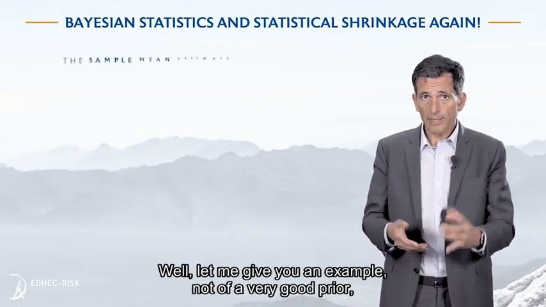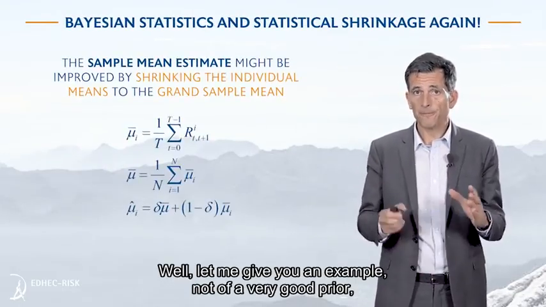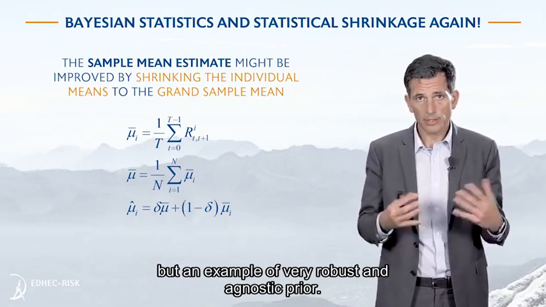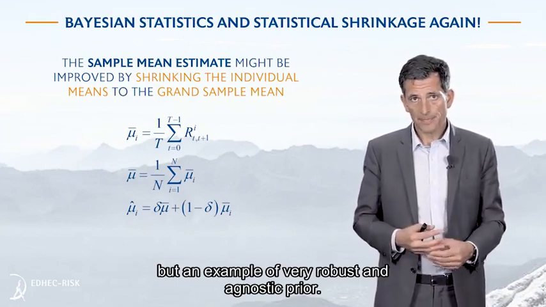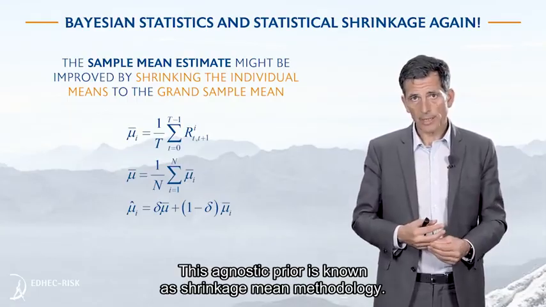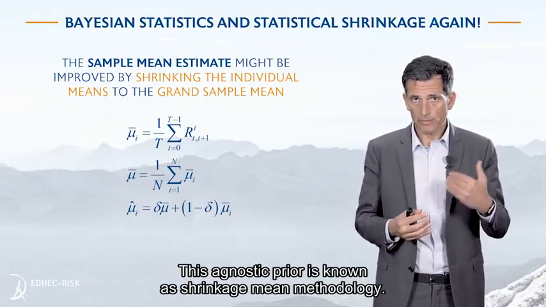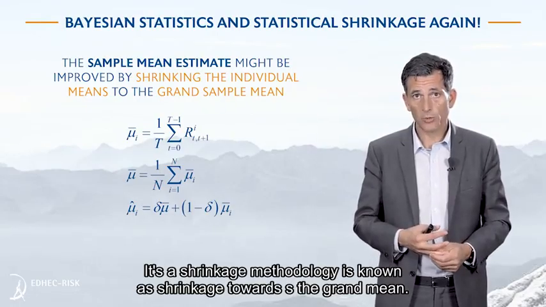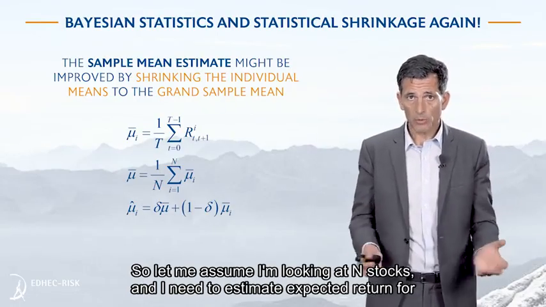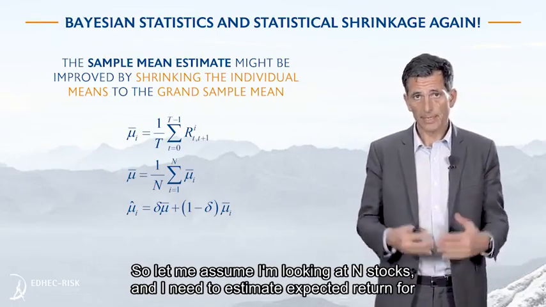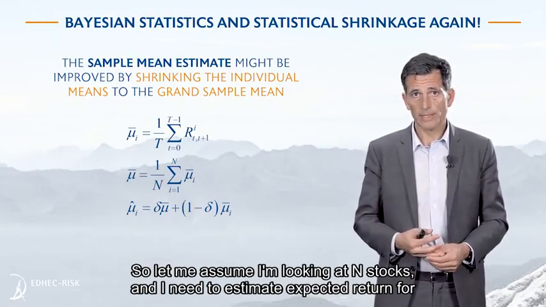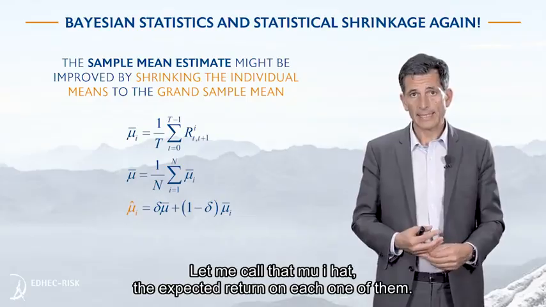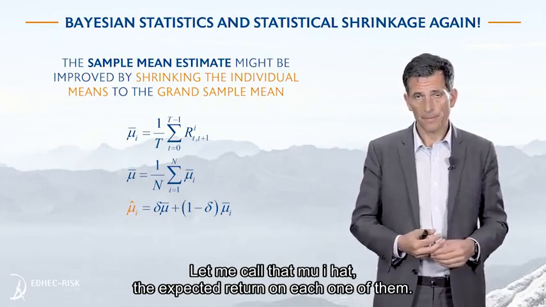Well, let me give you an example, not of a very good prior, but an example of a very robust and agnostic prior. This agnostic prior is known as shrinkage methodology. It's known as shrinkage towards the grand mean. So let me assume I'm looking at n stocks, and I need to estimate expected return for each one of these n stocks. Let me call that mu i hat, the expected return on each one of them.